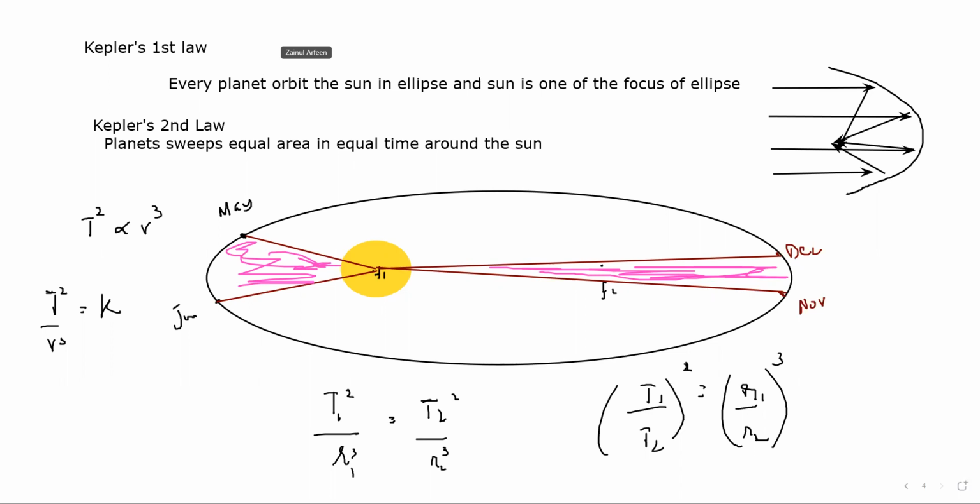So using this relation, we can find or use a formula. Like if I know the time period of the Earth, and I want to find the time taken by Mars, I can use this relation to compare them. Is it clear?